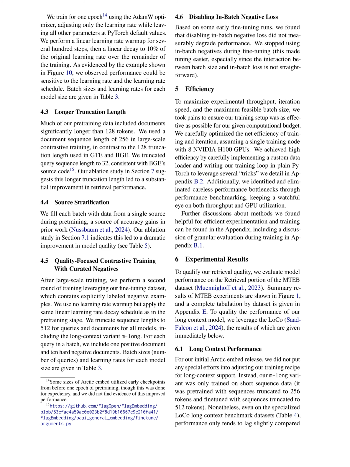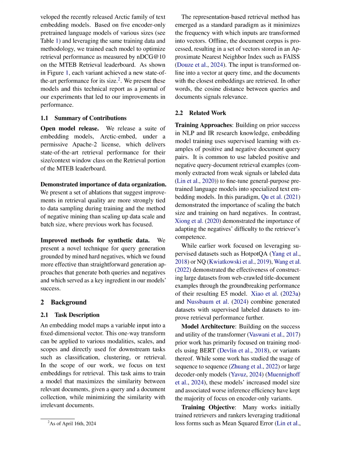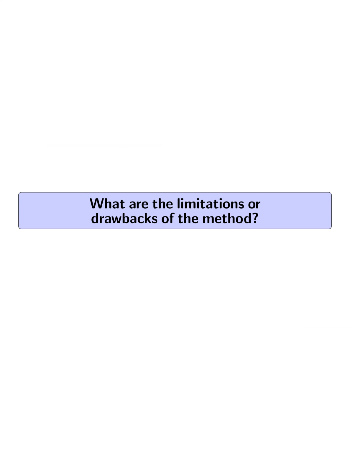The method also focused on efficiency, maximizing experimental throughput, iteration speed, and the maximum feasible batch size to ensure effective training. Overall, the new method resulted in significant improvements in retrieval performance, outscoring previous models on the MTEB retrieval benchmark by a substantial margin. What are the limitations or drawbacks of the method?